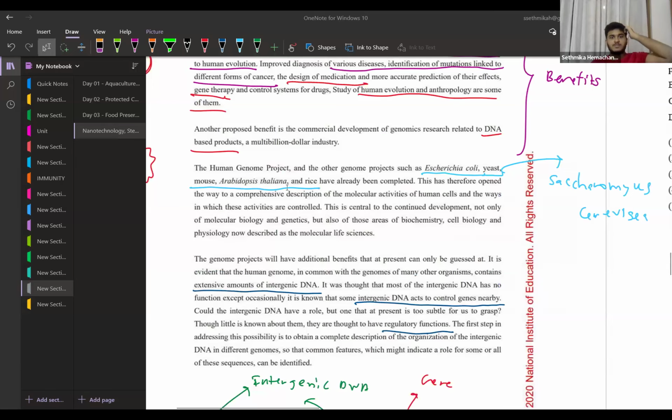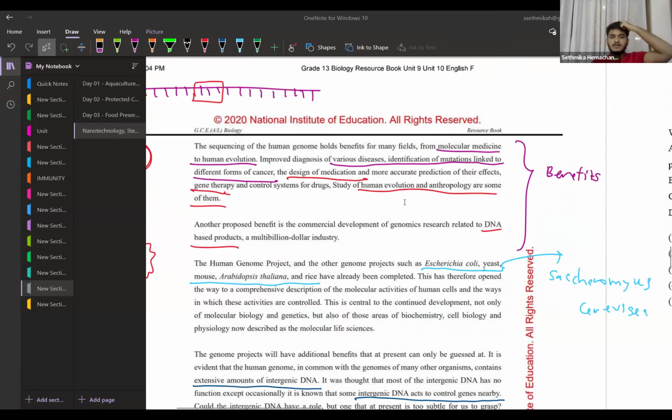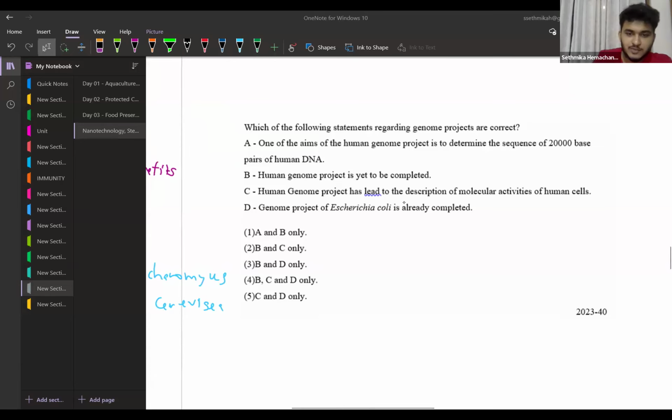Coli, yeast, mouse, Arabidopsis thaliana, rice have already been completed. So what does that say? The genome project for E. coli is already completed. D is correct. The Human Genome Project is yet to be completed. That's wrong. So B is wrong, D is correct.